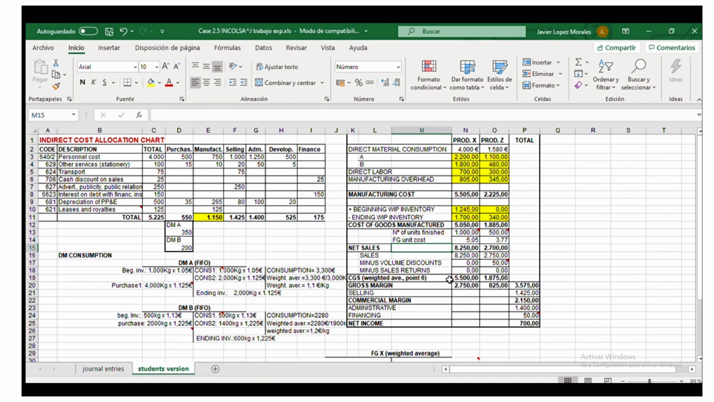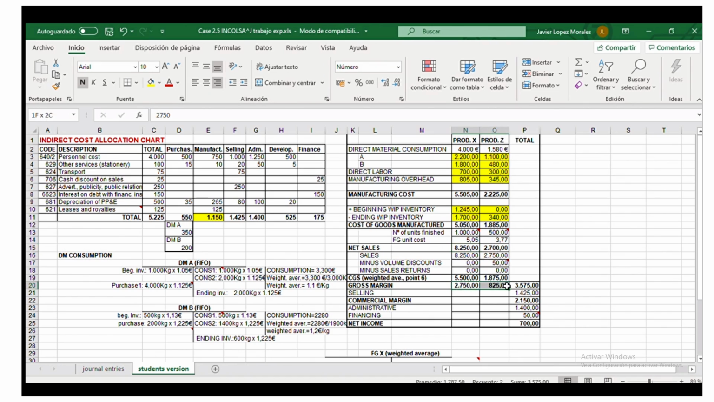Then we have to obtain the cost of goods sold, which we obtain by adding and deducting from the cost of goods manufactured the beginning and the ending finished goods inventory. Finally, to end with both divisions, we have to deduct from the net sales the cost of goods sold.